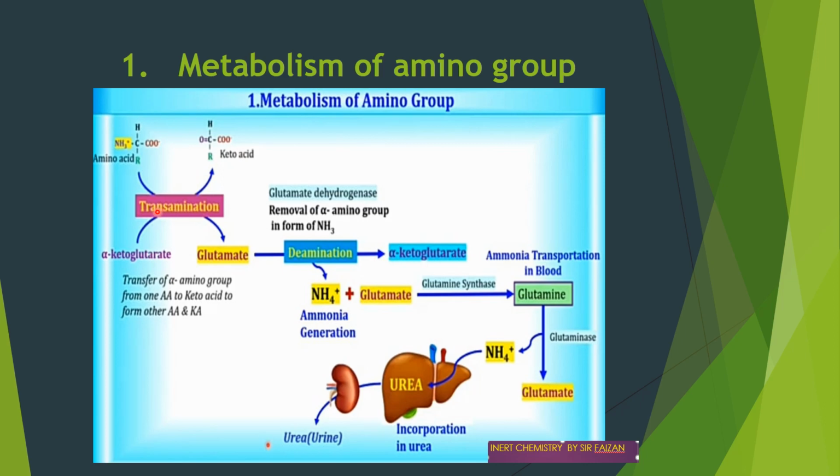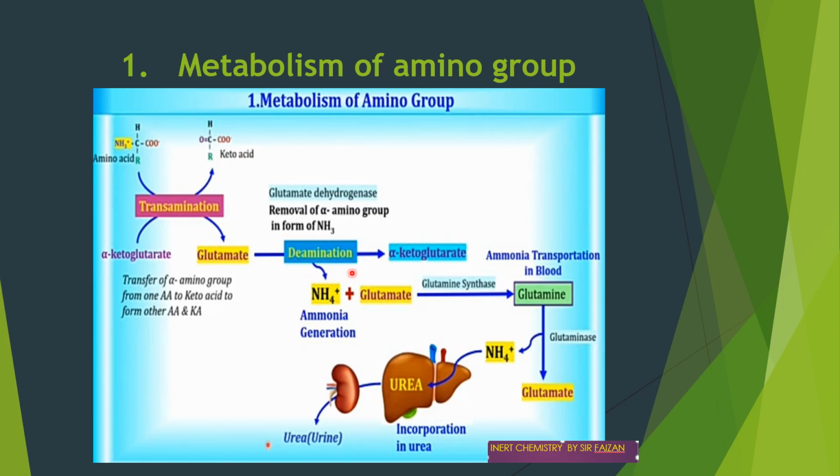Transamination is a reversible reaction. It requires aminotransferases and the coenzyme pyridoxal phosphate. The amino acid glutamate acts as a collecting center of amino groups from various amino acids.